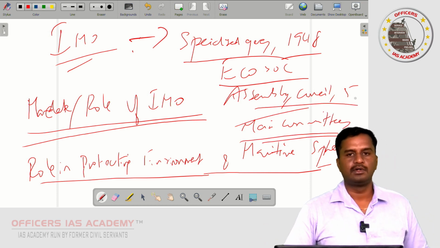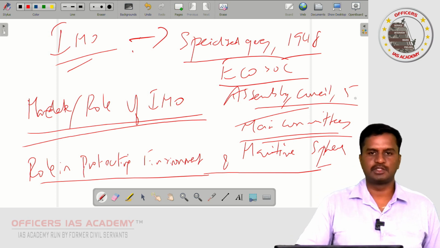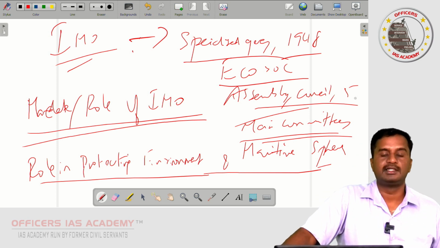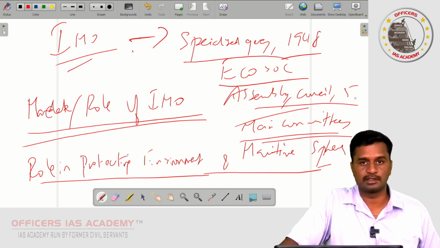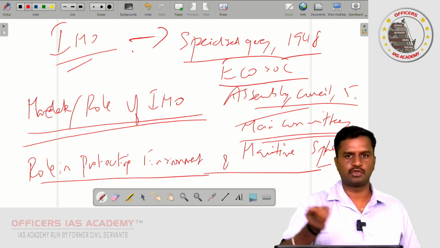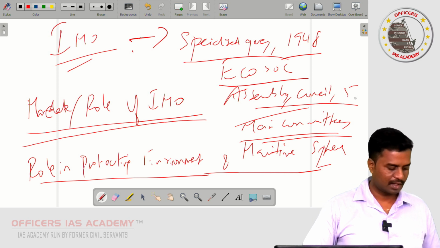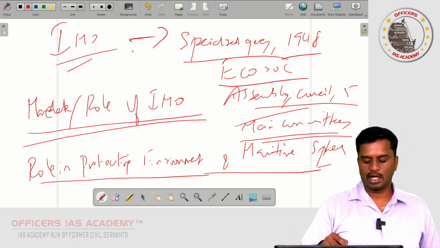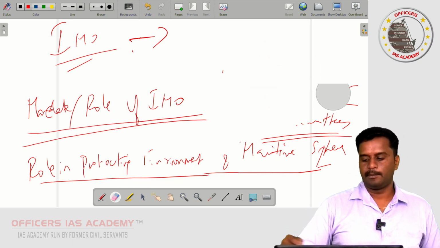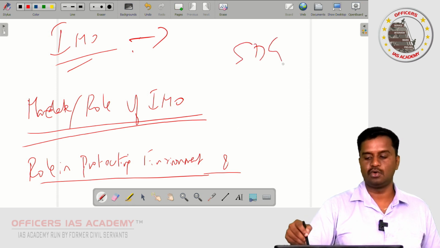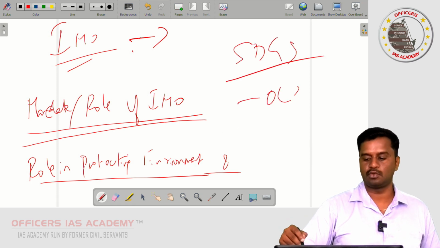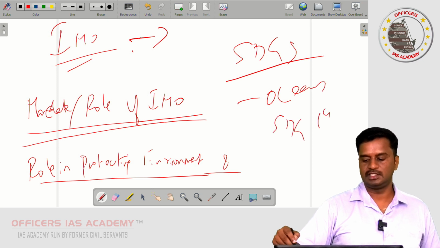Now IMO came in the current affairs some months back. UPSC tends to focus more on facts as far as organizations coming in current affairs are concerned. So if you have obtained these facts, you can manage in the mains exam. Now one of the mandates of IMO is to help the SDG, sustainable development goal pertaining to ocean. SDG 14 I think.